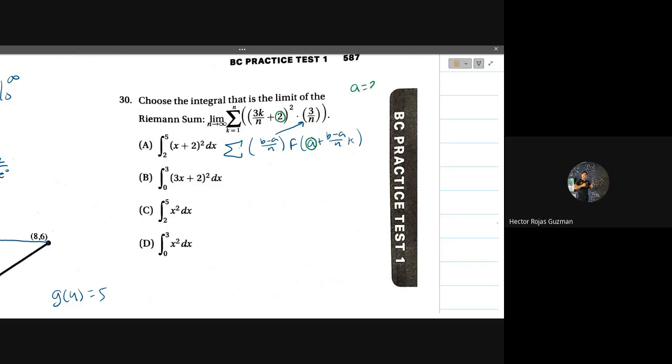I know that a is going to be 2. We also know that b minus a is equal to 3, which means that b is 5. So there's my clues already. A is 2 and b is 5. That's your limits of integration, which leaves us with a and c.